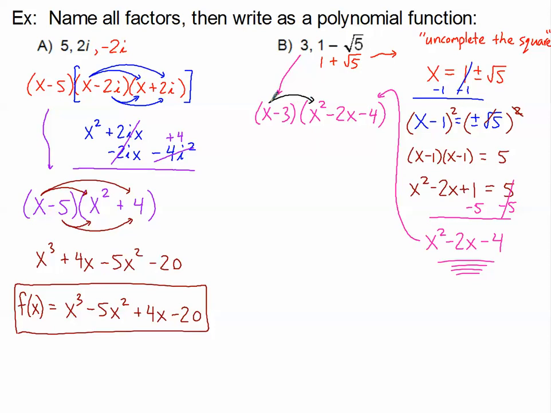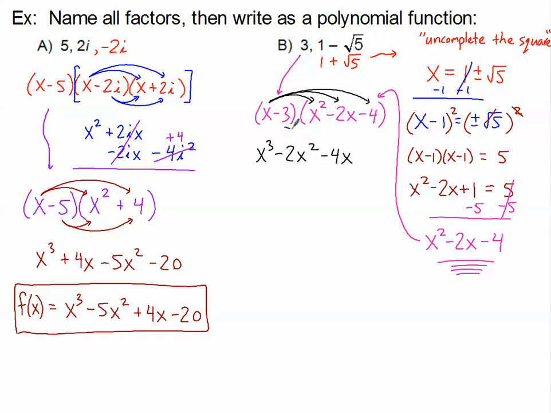Well, this is a triple distribution. So x times x squared is x cubed. X times negative 2x is negative 2x squared. X times negative 4 is negative 4x. We'll go underneath. I'll change color.